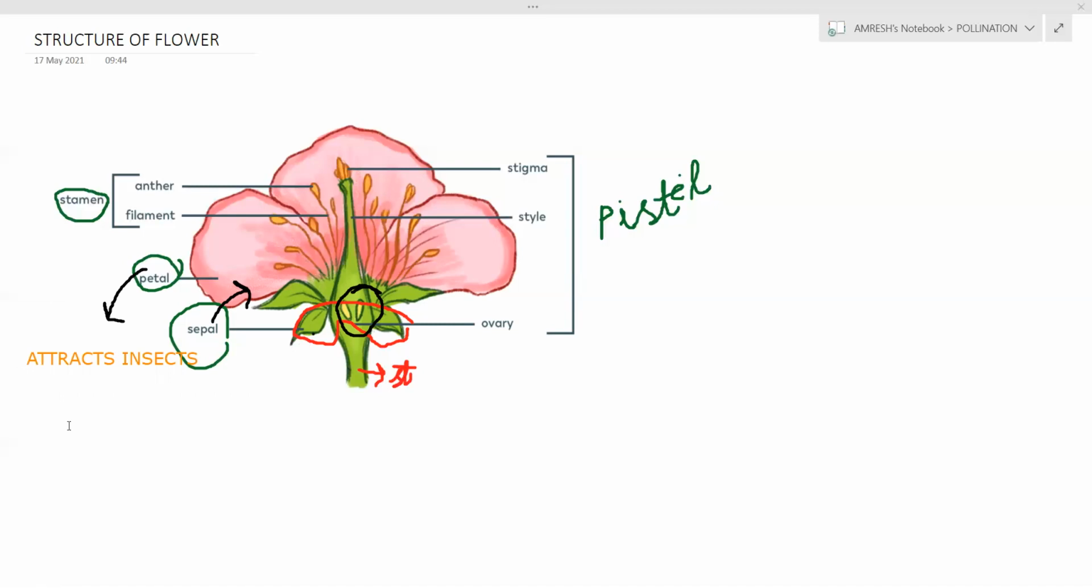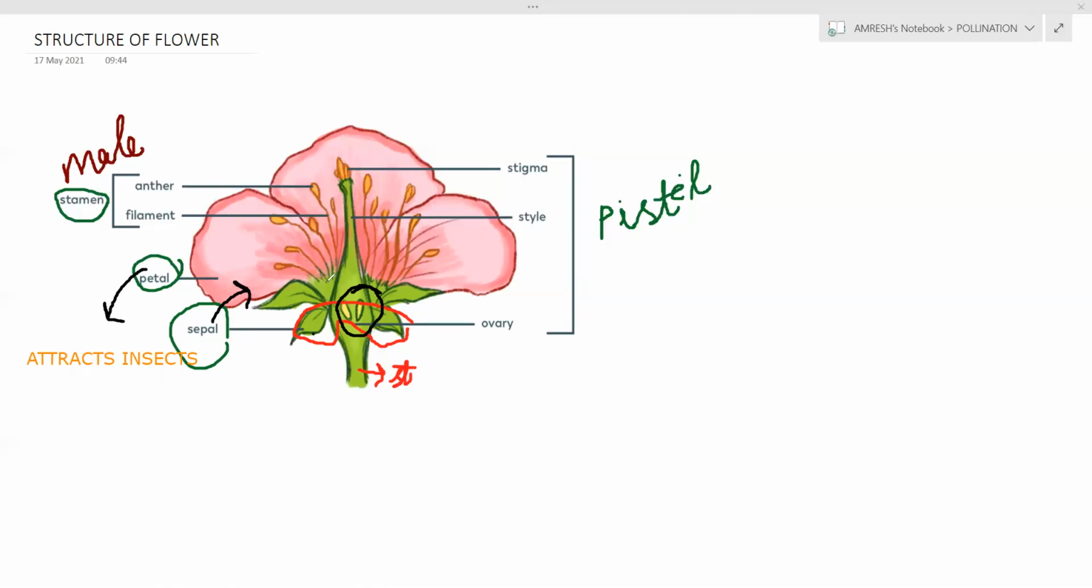Now next is your stamen. Stamen is the male part of the flower. Okay, this is the male part. Stamen has two parts.